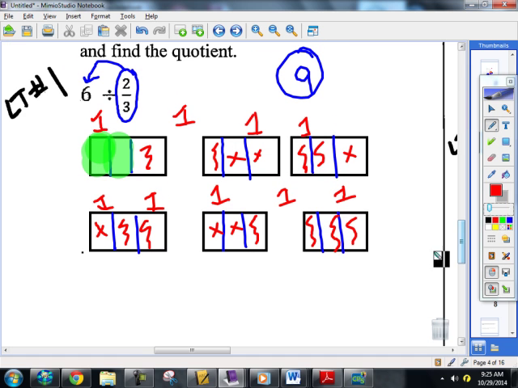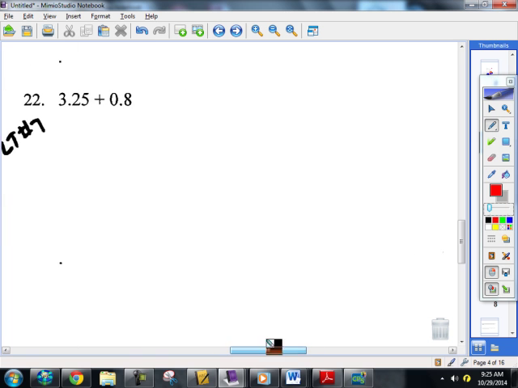Now we need to do the algorithm. 6 over 1 times 3 over 2 would be 18 over 2, which is 9. Right, everyone? Okay, so you must have the model. Hopefully you got that down.